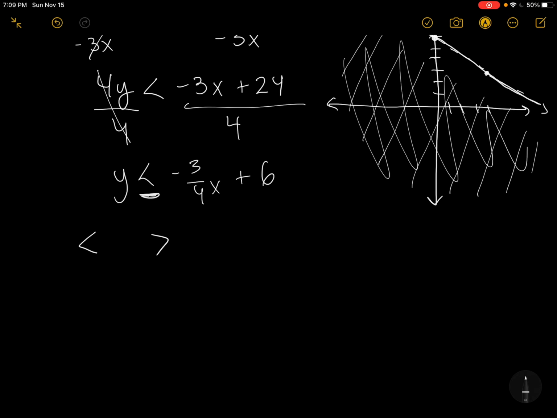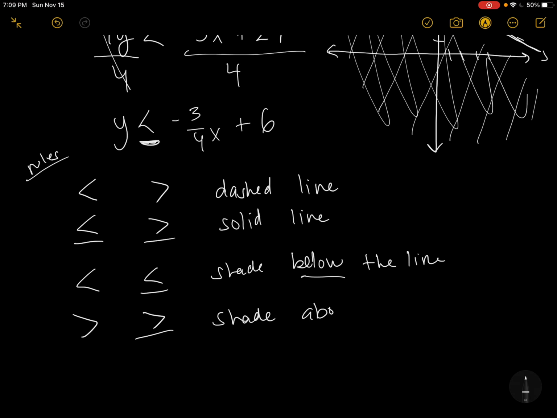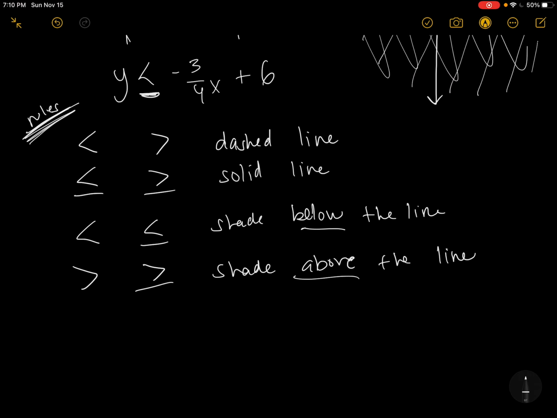So if you have less than or greater than, remember you have a dashed line. Less than or equal to or greater than or equal to, it's a solid line. Okay, that's just going over some of the basic rules. Basically it's the only thing that makes it different from graphing a line. If you have less than or equal to, you shade below the line, right? If it's greater than or equal to, you shade above the line. But otherwise, just like graphing an equation, you just have these extra rules to remember.